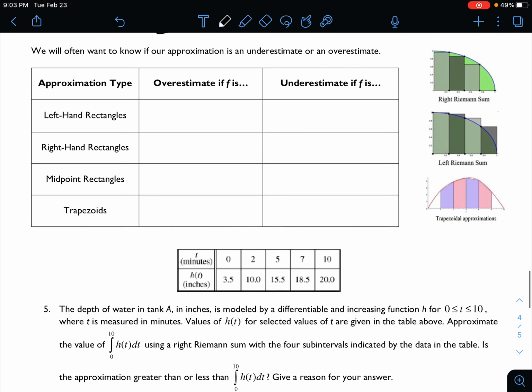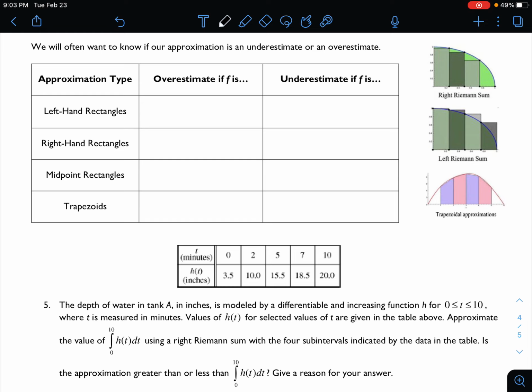As we said before, we will often want to know if our approximation is an underestimate or an overestimate. So if you pay attention to these two graphs on the left, this graph is a decreasing graph. And what we'll notice is a right-hand sum is an under approximation, a left-hand sum is an over approximation. If I flipped it around though and had an increasing graph, that would switch. So for left-hand rectangles, it's an overestimate if our graph is decreasing. In other words, if our graph is decreasing, then our left point is greater than our right point, so it would be an overestimate. And it's an underestimate if f is increasing.